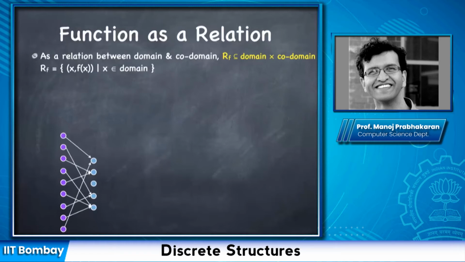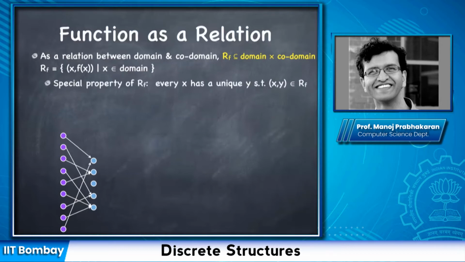Since it's a relation, you could use the representations we have been using for relations. Since it's a heterogeneous relation, the domain and codomain could be different sets. I've shown two colors for the nodes, but they could be the same set. They could be overlapping sets. But for clarity here, I've shown them as two disjoint sets, and you have arrows going from elements in the domain to elements in the codomain.